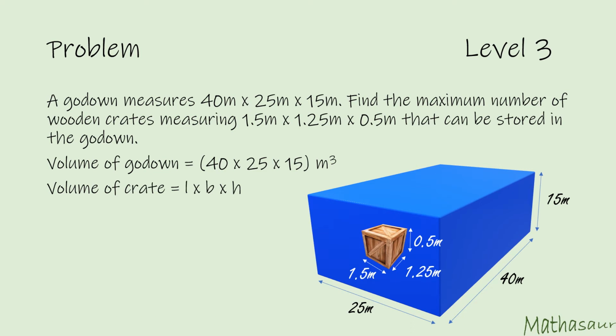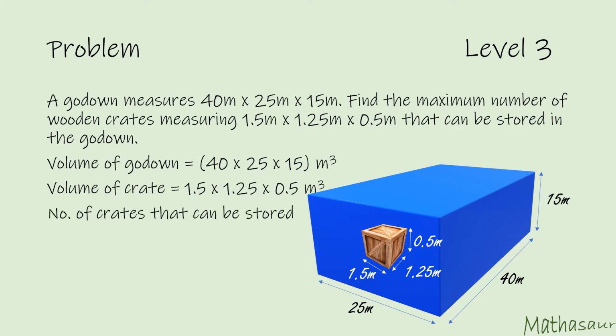Now let us look at the volume of crate, L into B into H. Now since the crate is smaller, let us represent the dimensions by small letters, or 1.5 multiplied by 1.25 multiplied by 0.5 meter cube. Let us leave it like that. Now the number of crates that can be stored in this godown would be volume of godown divided by volume of crate. Capital L into capital B into capital H divided by small l into small b into small h.